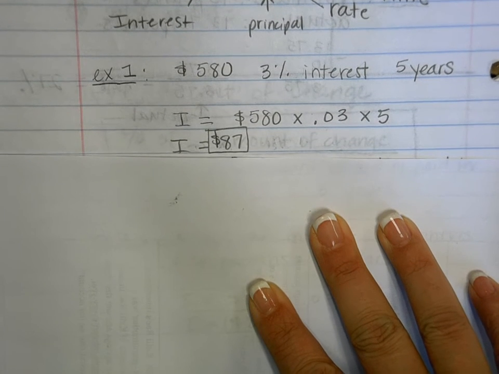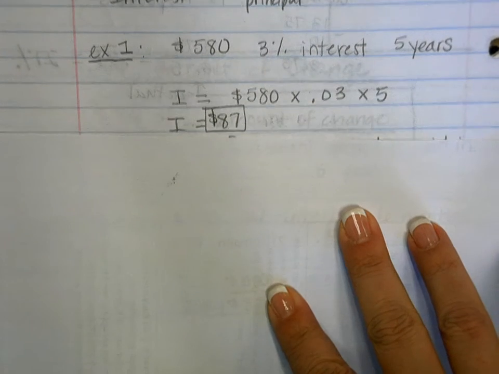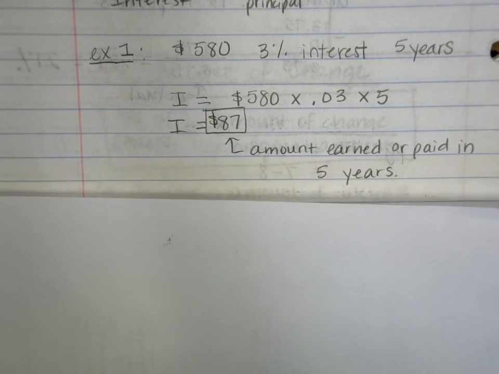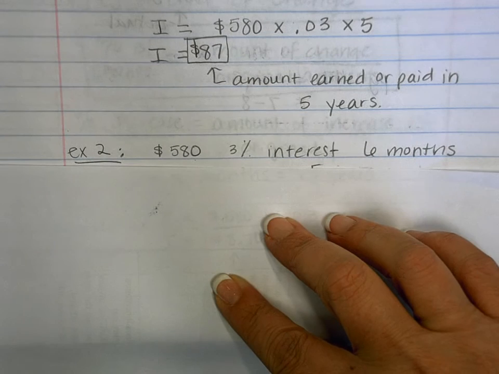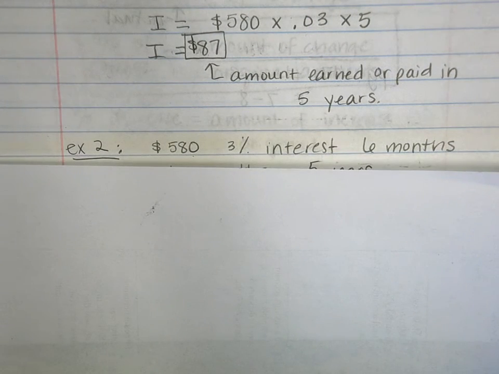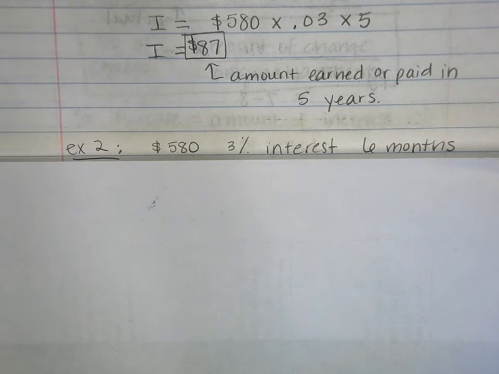All right. Let's try another example. Very similar numbers. I'm going to use the same numbers. The only thing I'm going to change is the time. So you don't have to write that amount earned thing unless you want to. Let's say you still have $580, but you only leave it there for 6 months. So it's still 580, it's still 3%, but this time it's only 6 months. So obviously we're going to make less money, right? Less time, less money.